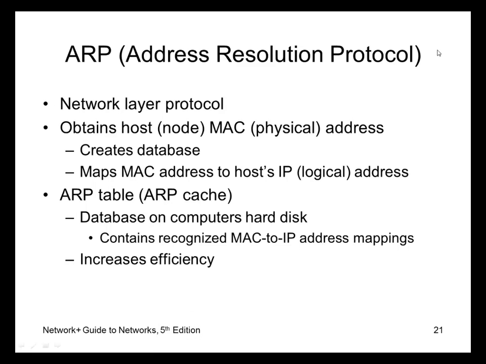So ARP obtains the host's physical address, creates a database, and maps the physical address to your IP address. So the IP address to the MAC address. We have the ARP table, which is in cache. It's a database on the computer's hard drive. It contains the recognized MAC to IP address mappings. It doesn't stay there very long. They don't tell you that in here, but it increases efficiency.